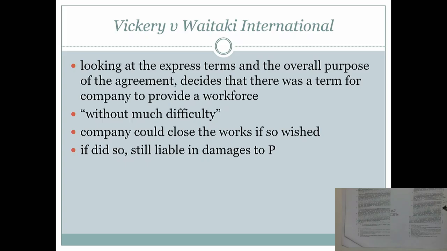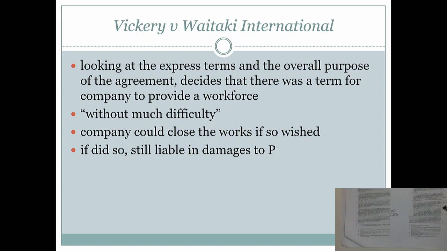There was an implied term put into that contract. Why? Because of the nature of the agreement itself and the express terms. Again, there wasn't a gap necessarily that says this just does not work without a workforce being provided by the owners of the freezing works.